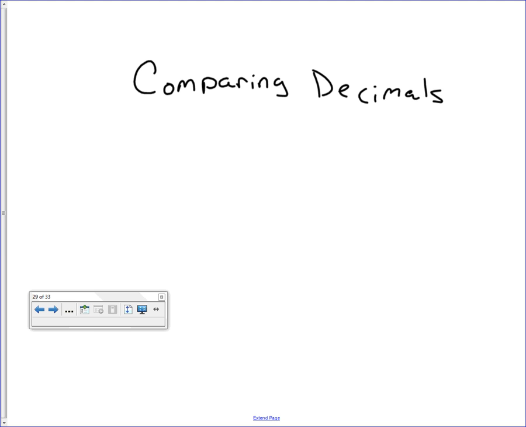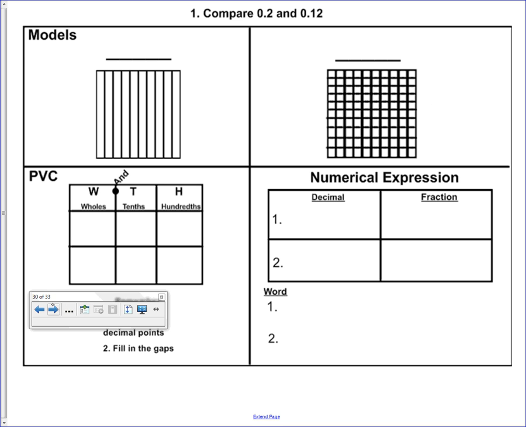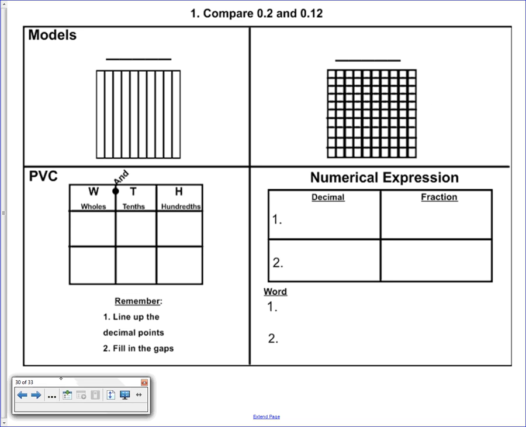In this video, I'm going to show you how to compare decimals. So our first example here, we've got to compare 2/10 and 12/100. So that would be 2/10 and 12/100. 2/10, shoot it in like that, and 12/100. There's 10, 11, 12/100.